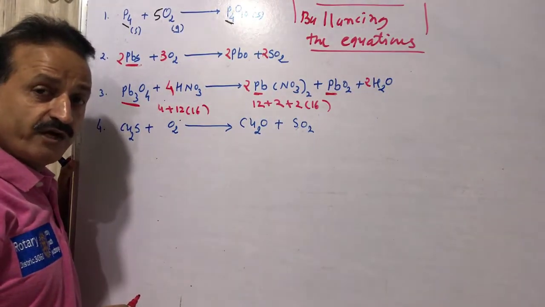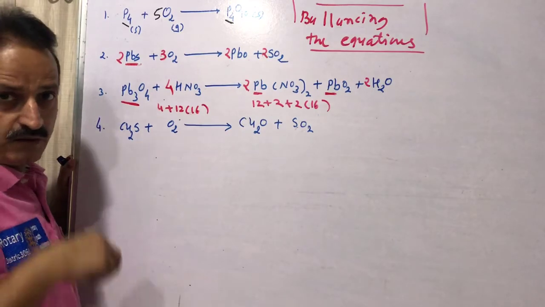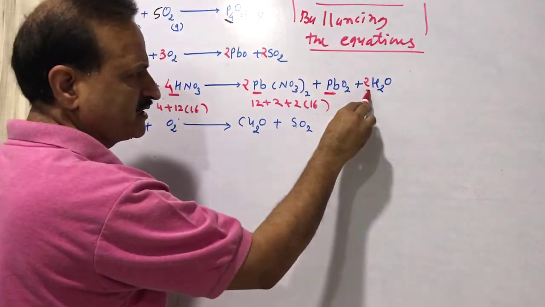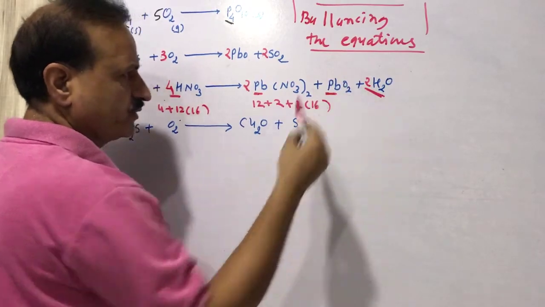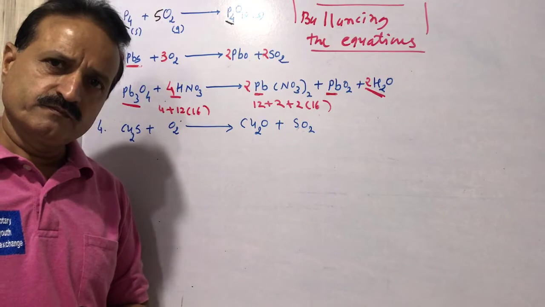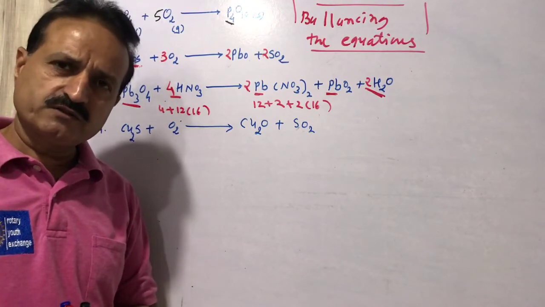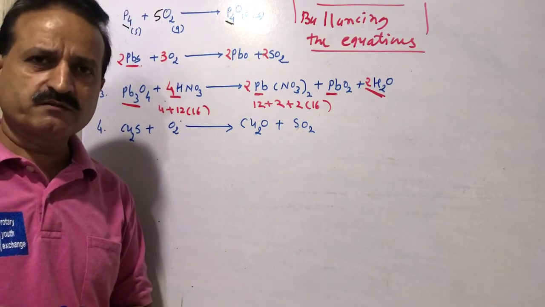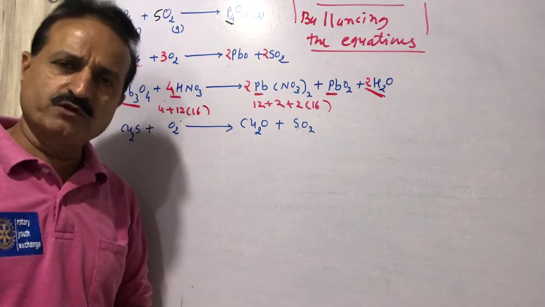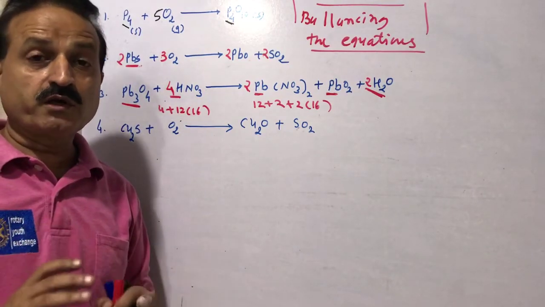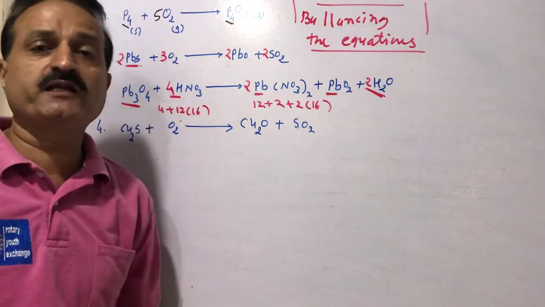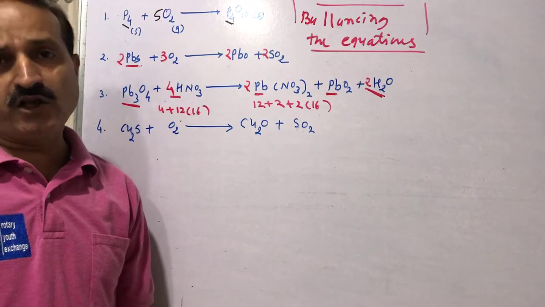Now we will check whether hydrogen is balanced or not. Hydrogens are 4. Here you can clearly see that hydrogens are 4. So it is a balanced equation. Oxygen balanced, lead balanced, nitrogen balanced, hydrogen balanced, the total number of each element on both sides is equal. That is called balancing an equation.